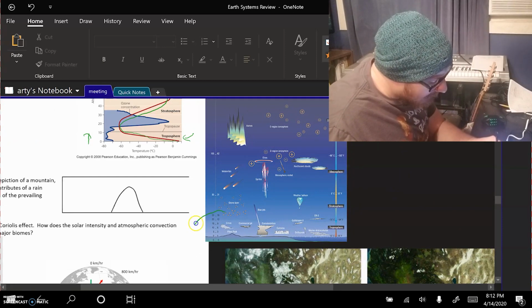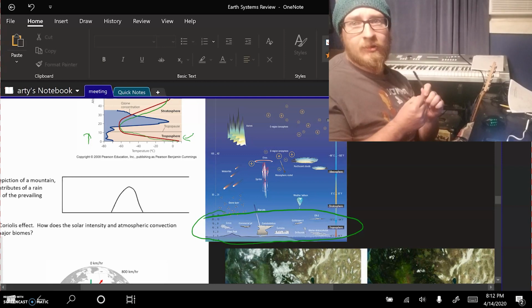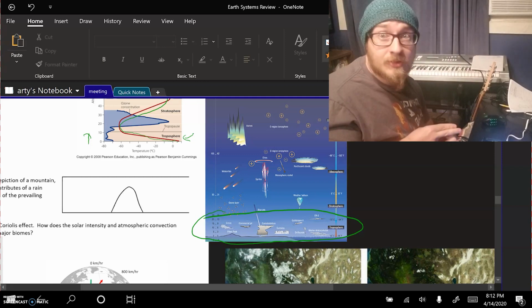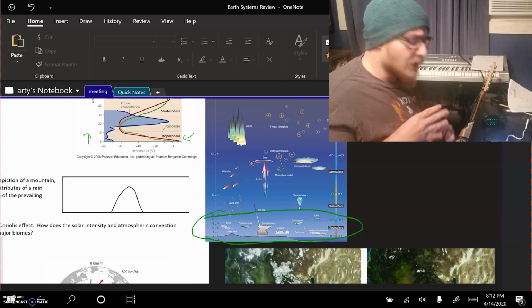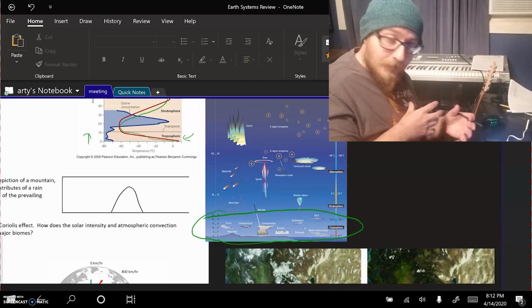The majority of everything that matters to us happens in the troposphere. That's where the greenhouse gas effect occurs. That's where clouds occur. That's where weather occurs. That's where planes fly. Virtually everything we care about occurs in the troposphere.